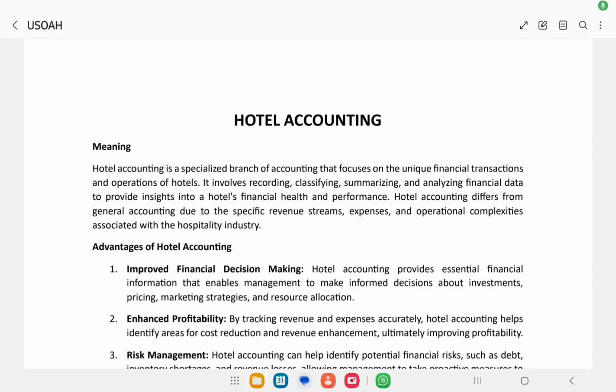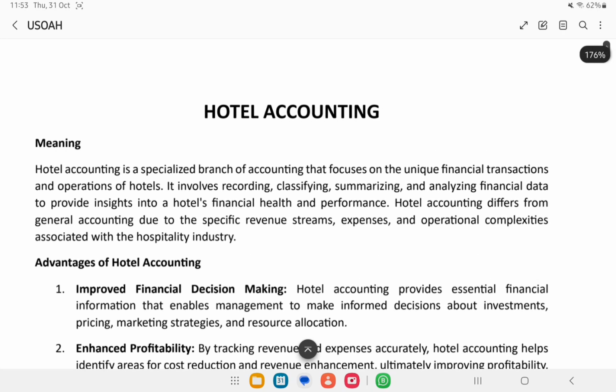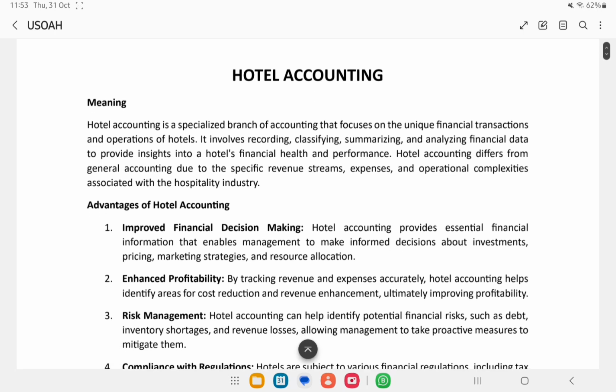Hello everyone, welcome to the topic hotel accounting. Hotel accounting, as the name denotes, talks about how the basics of accounting we have learned till now are applied in hotels.